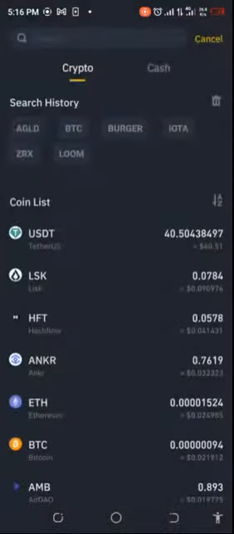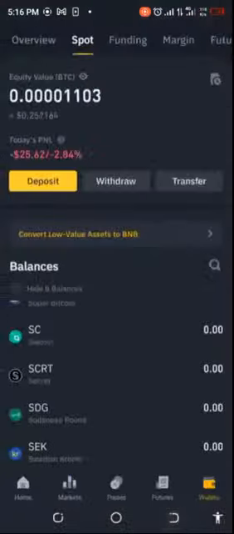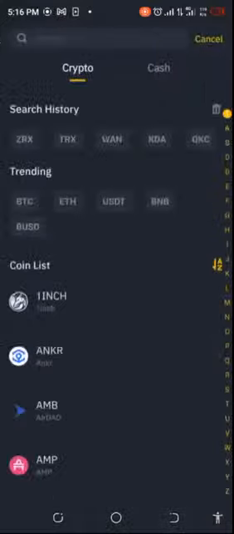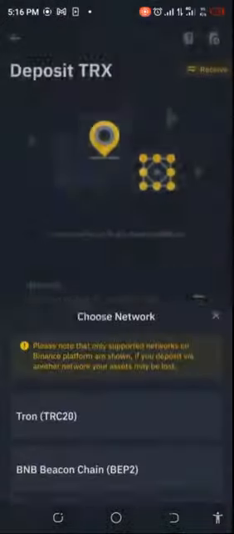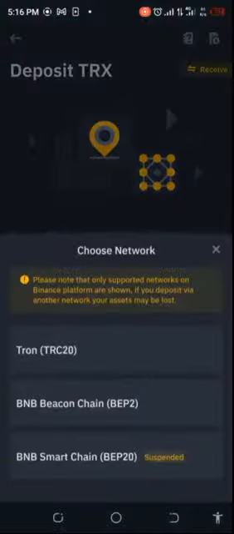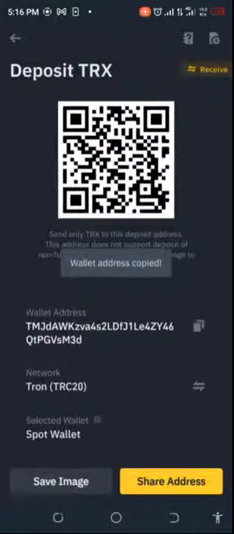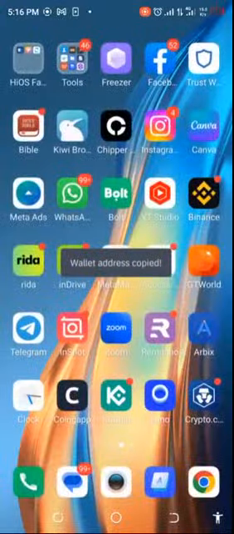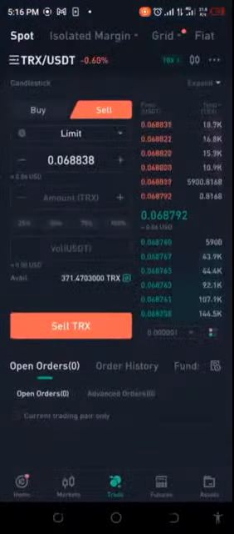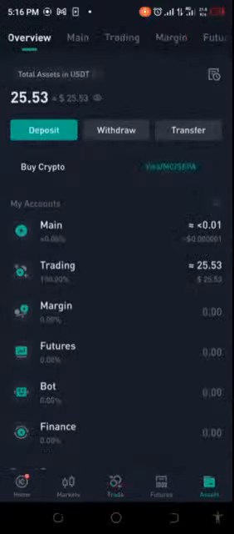No, not the what did I just pick? No, what I wanted is deposit. Okay, so we're just going to pick the deposit. We're depositing TRX, so we're putting in the Tron, that's TRC20. Okay, so let's just click on that and let's go over quickly to send it all over. All right, so that's what we're doing right now.